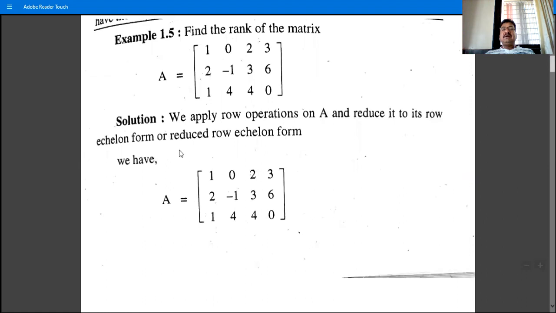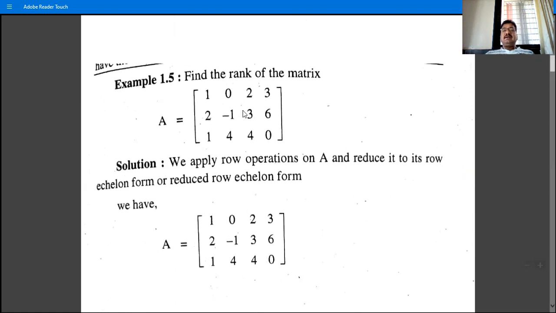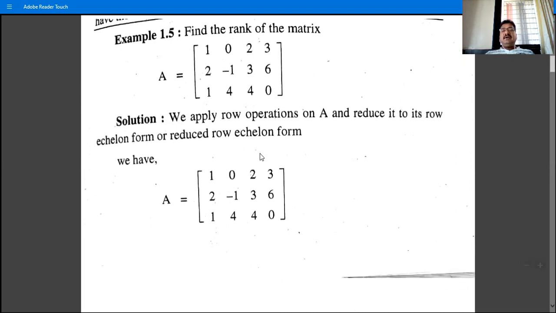So these are some examples of rank. Find the rank of this matrix. I have to reduce this matrix to either row echelon form or reduced row echelon form. It is your choice: to find the rank of the matrix, we reduce the matrix to either row echelon form or reduced row echelon form.